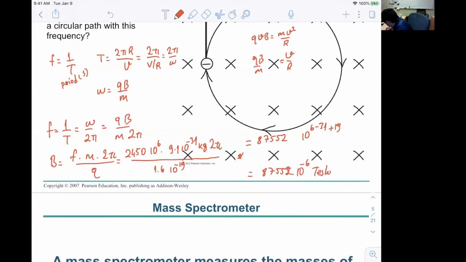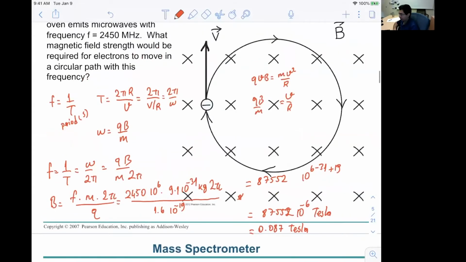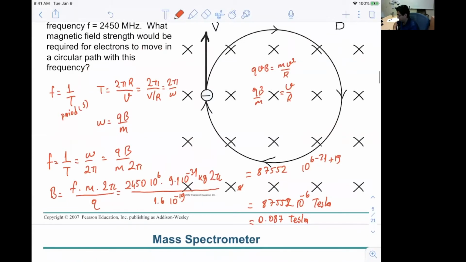Tesla is going to be 7 Tesla. About 87 millitesla. If you open a microwave, you can see these permanent magnets that create the strong magnetic field. Indeed. Okay, this is how we approach the problem and solve it.